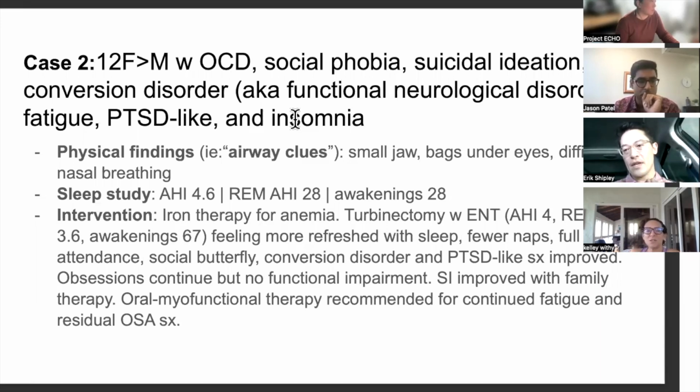Yeah. So this is really interesting because on that first case, I was going to ask you if you repair the palate or the turbinates or the tonsils, does the sleep change take care of a lot of this? And you just answered that.